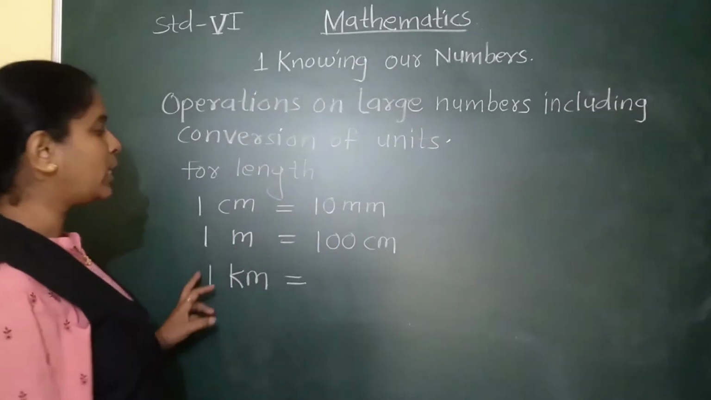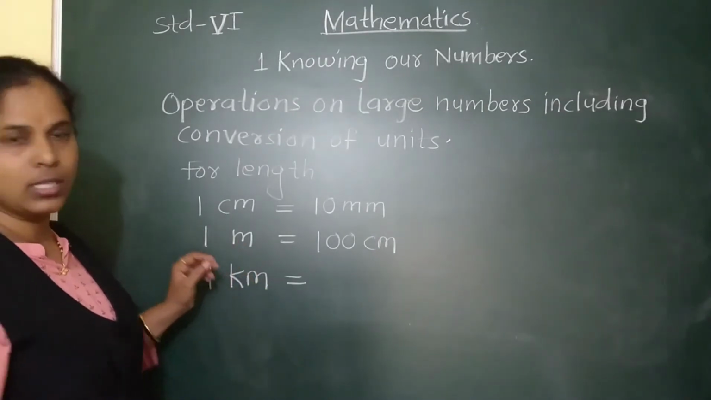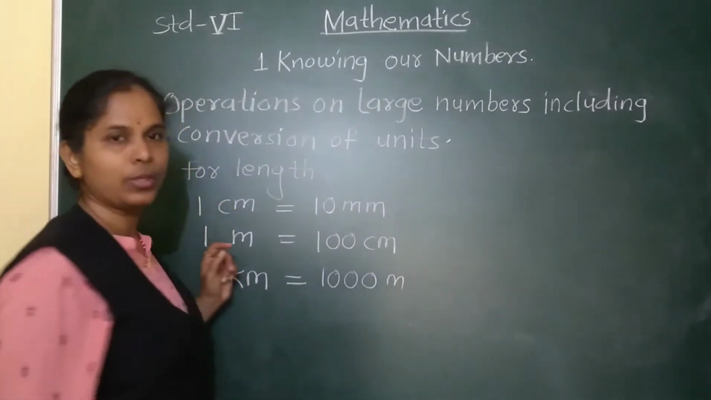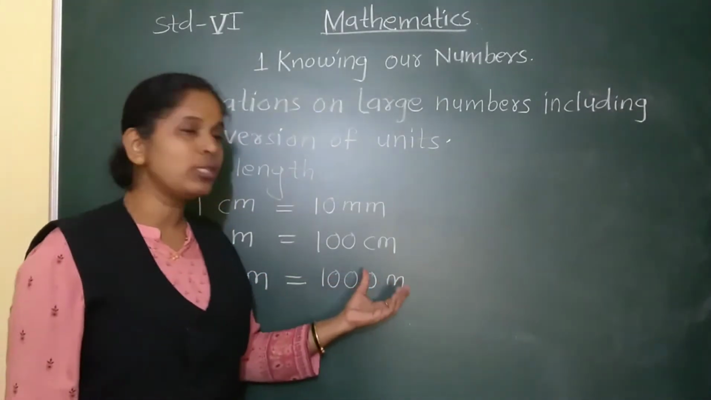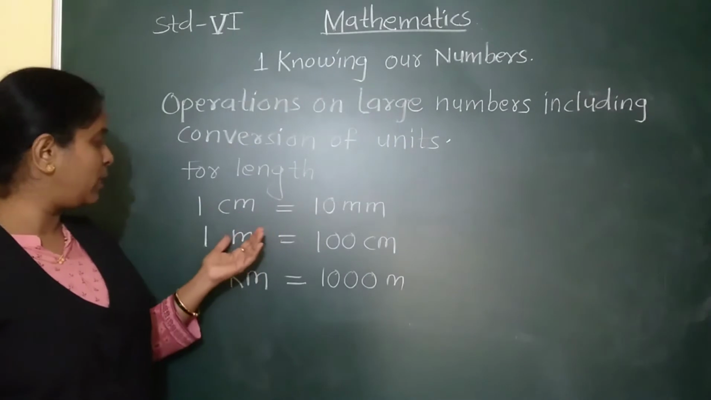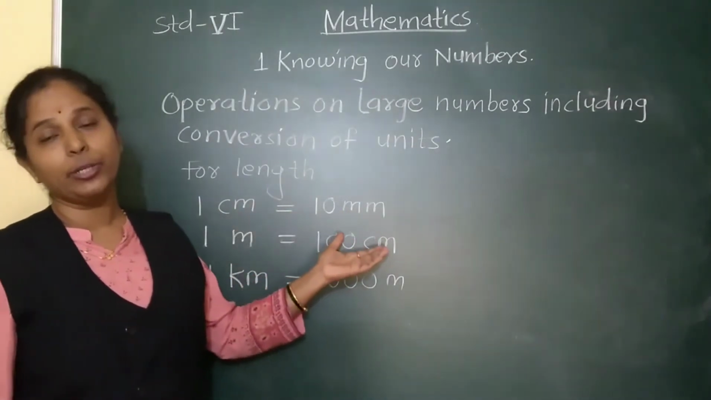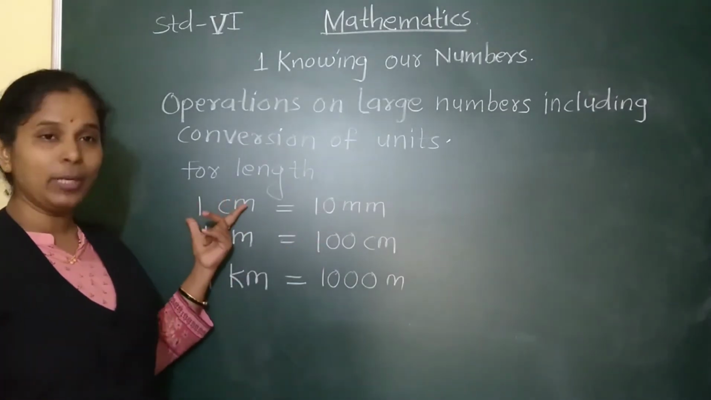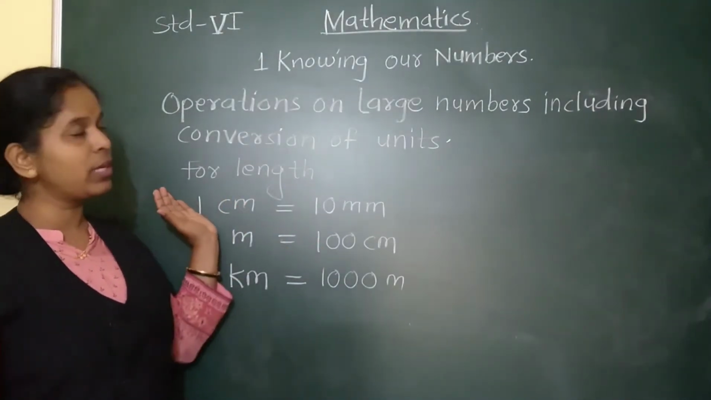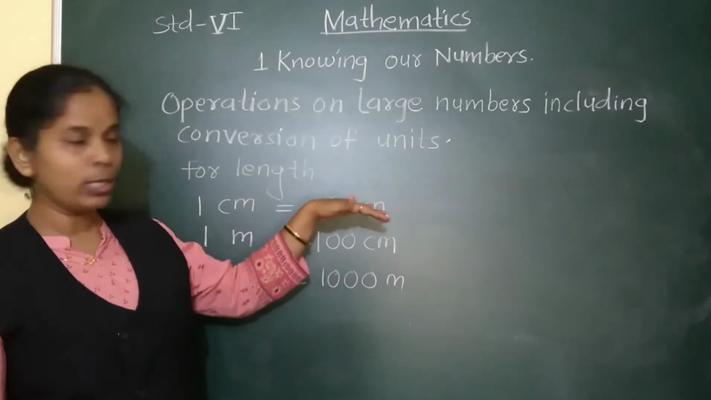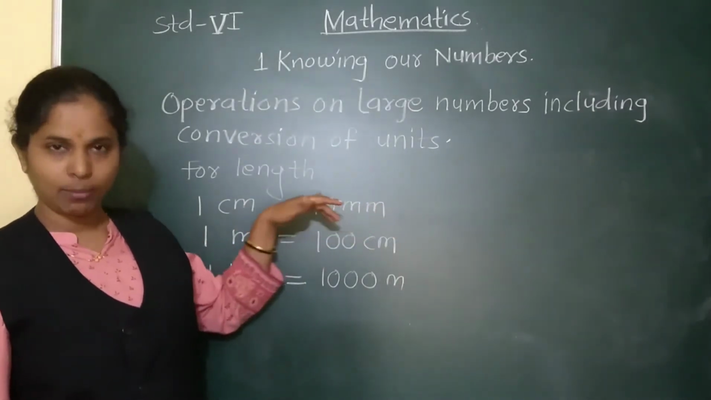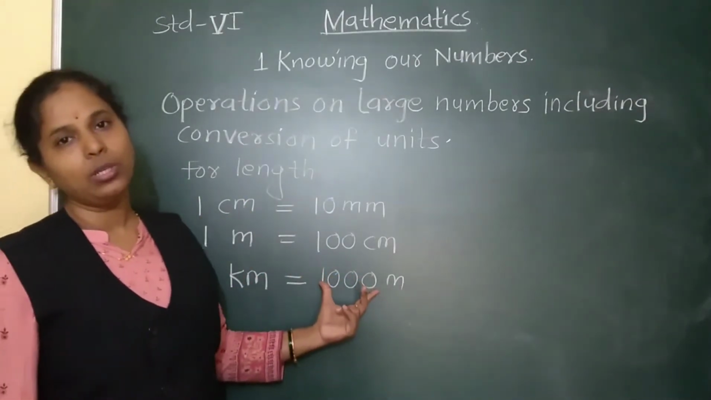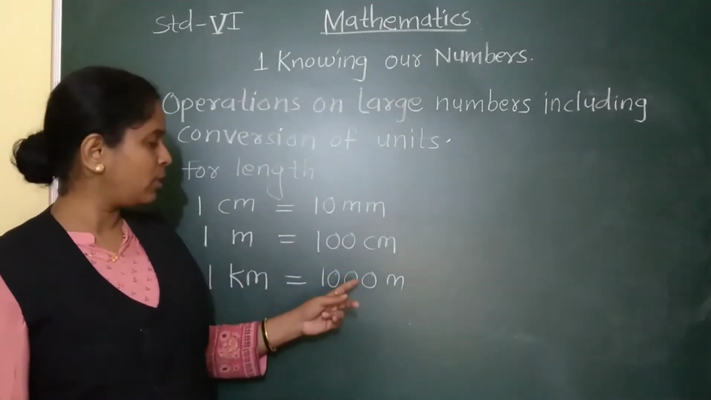Okay. So 1 kilometer is equal to how many meters? That is 1000 meters. In this way, suppose meters are given, then we can convert into centimeters by multiplying by 100. If centimeters are there, we can further convert into a smaller unit, that is millimeter, by multiplying by 10. And kilometers we can convert into meters by multiplying by 1000.